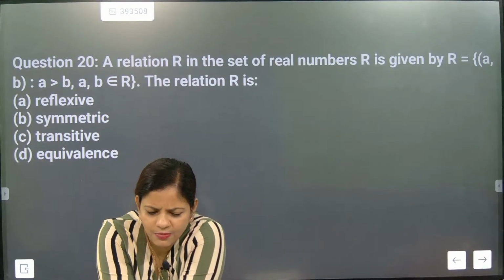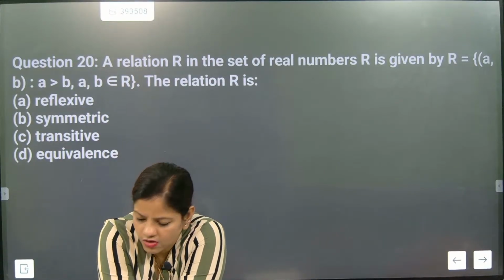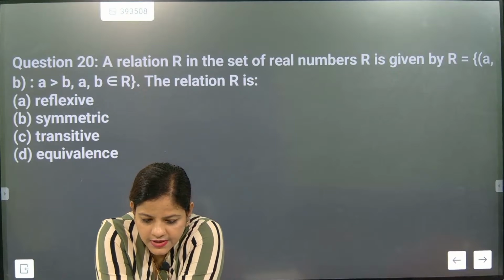How is the session? Are you building up any confidence? Are you getting the confidence that you'll be able to solve the questions?